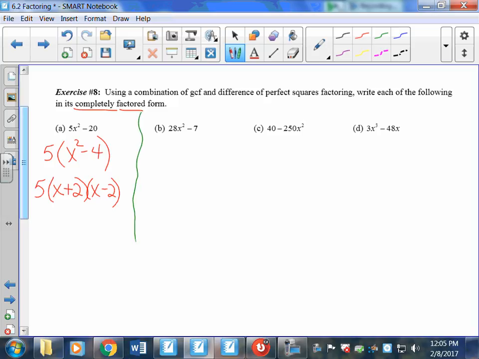In B, right away I can see 7 comes out. 7, and then we get 4x squared minus 1. And don't count out 1. 1 is a perfect square. So it's 7, 2x plus 1, and 2x minus 1.